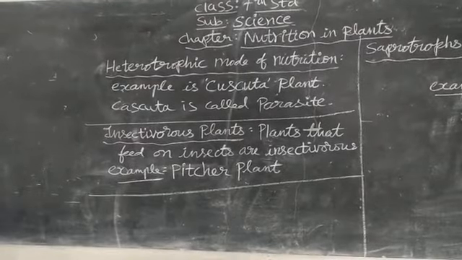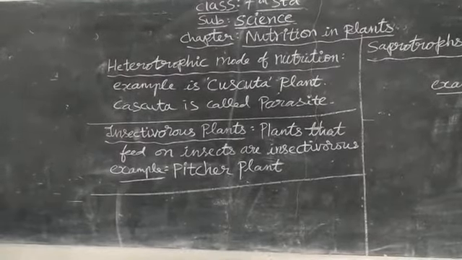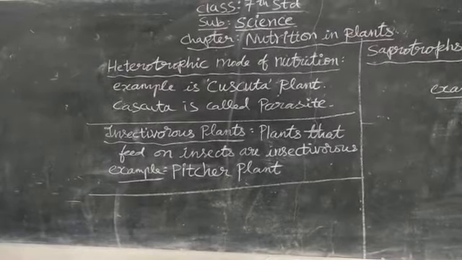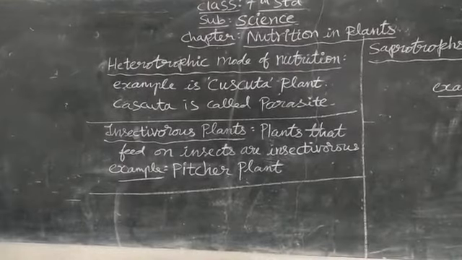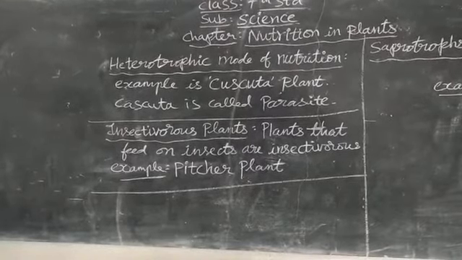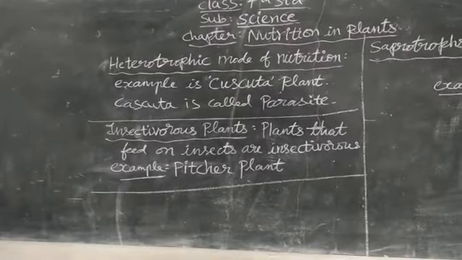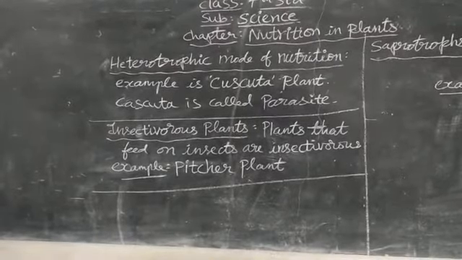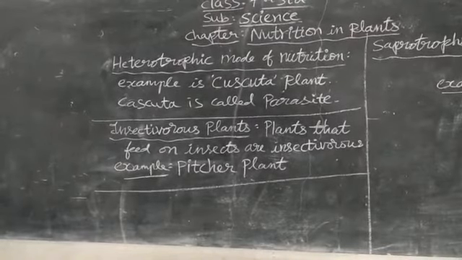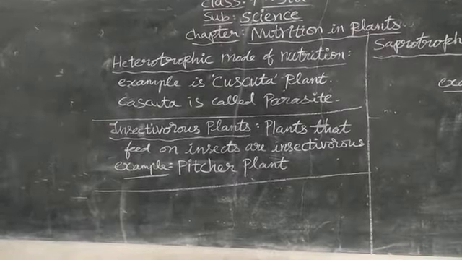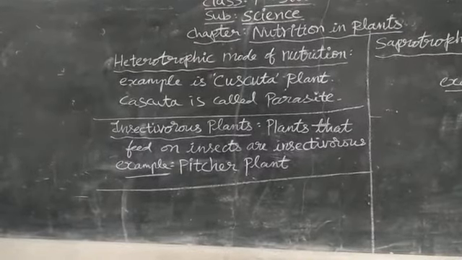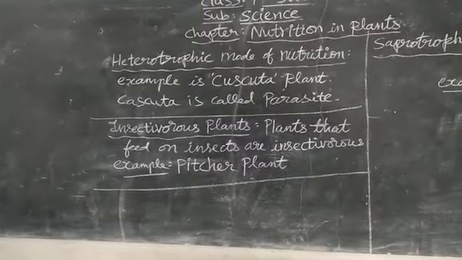How does it take food? It climbs over the autotrophic plants, and it will absorb the nutrients from that autotrophic plant. So that autotrophic plant gets deprived of the nutrients because the Cuscuta has absorbed the nutrients from the autotrophic plants.